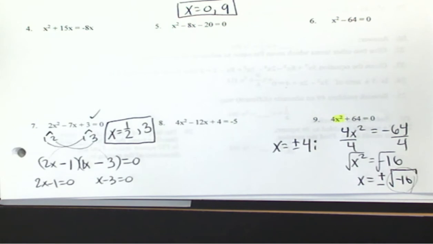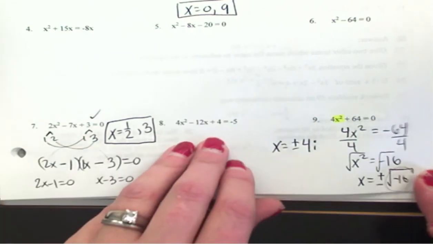If you had tried factoring, it doesn't factor, and so you get stuck, which is why you really have to do that flow chart: easiest method to hardest method. Okay, back side.